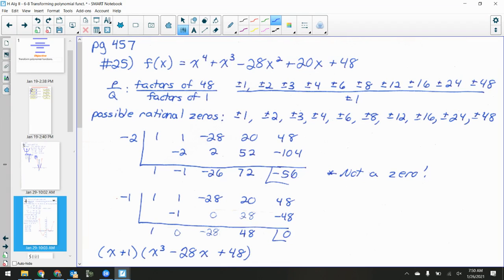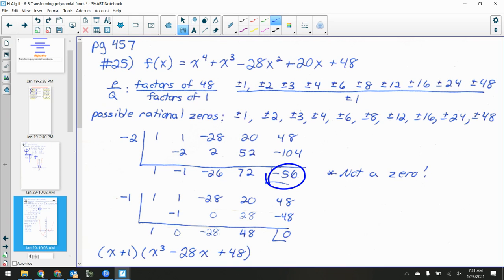Did not work out because I did not get a 0 here. Then it looks like I was pretty lucky here. Got a -1. I plugged it in. I got x to the third minus 28x plus 48. Now, you may have been stuck at that point thinking, well, what do I do now? Because that doesn't factor, and it's not quadratic. Be careful. It's not quadratic. It's cubic. I can't use the quadratic formula. So what do I do next?